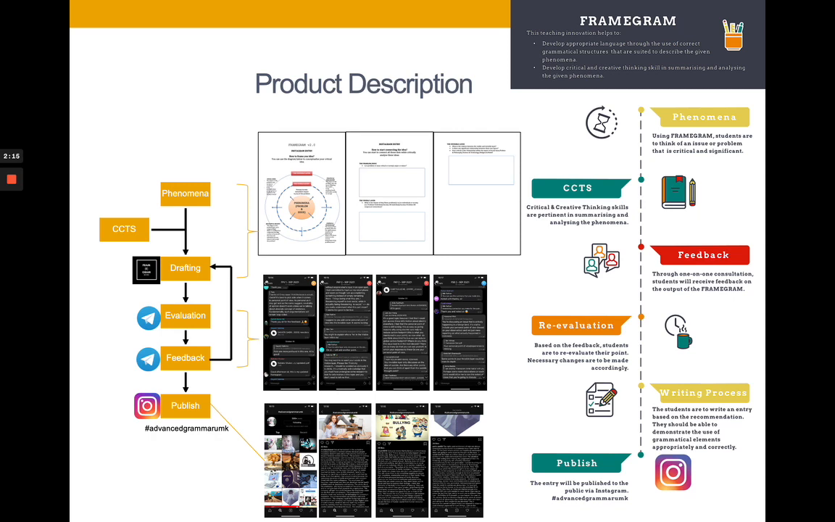Now, once they have received the feedback and I have given them the green light, they should be able to publish it on their Instagram account using the hashtag Advanced Grammar UMK. Now, if you have your Instagram account with you right now, you might want to search for the hashtag Advanced Grammar UMK to see some samples of my students' writing.